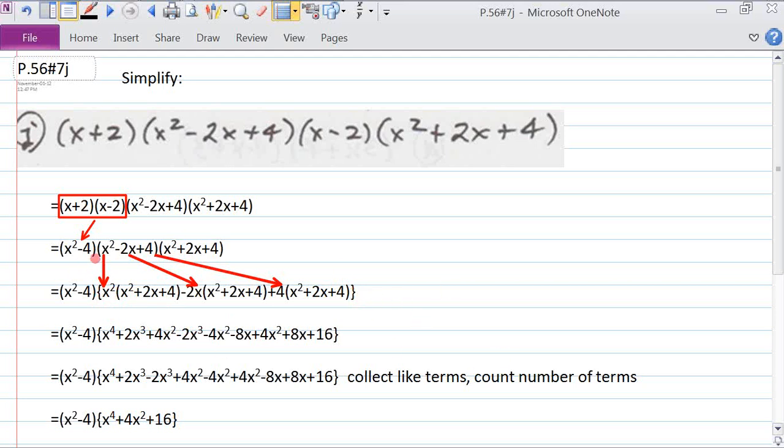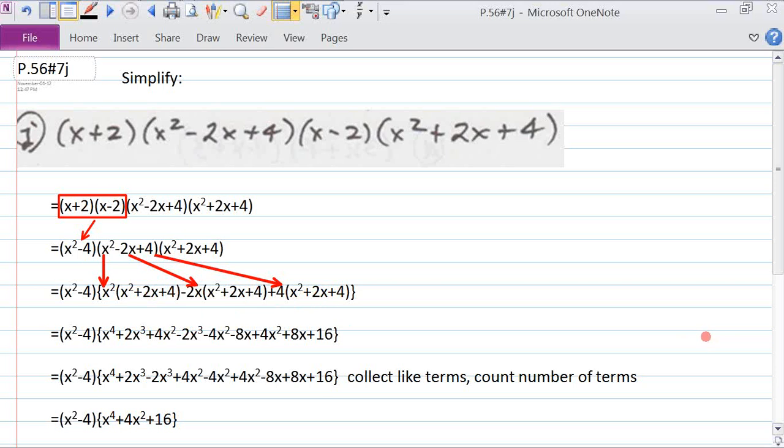Okay, so when I multiply this times that, I'm going to take the first term of this and multiply it by all of that. And I'm going to take the second term, minus 2x, multiply it by all of that, and then take the third term, plus 4, and multiply it by the contents of the third bracket. And that's what I've done. X squared minus 2x plus 4 are all in here. And this, and this stay the same.